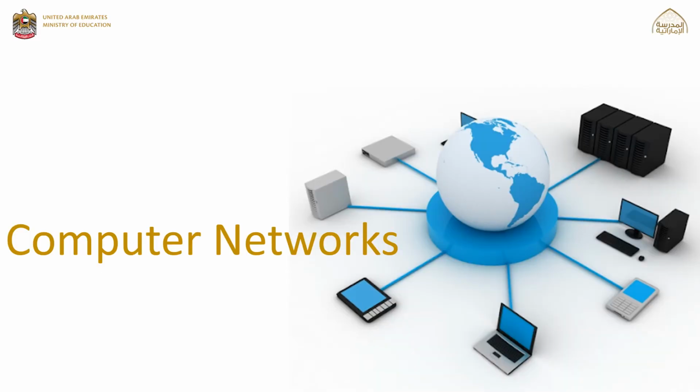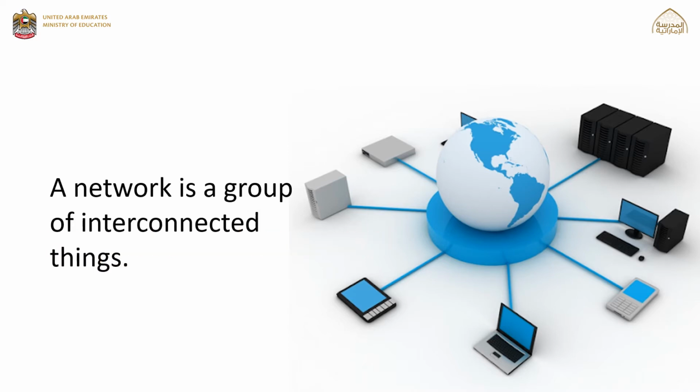So before we actually start computer networks, we first need to understand what is meant by networks. Only if we understand the meaning of network, we can easily understand computer networks. So a network is a group of interconnected things. When multiple things are connected to each other, it forms a network. It can be anything. So whenever different things are connected to each other, we call it a network.